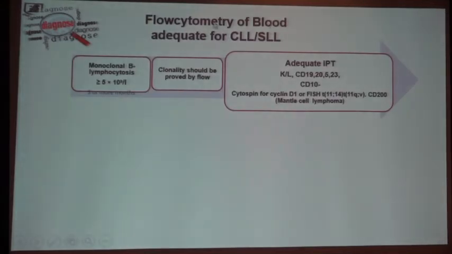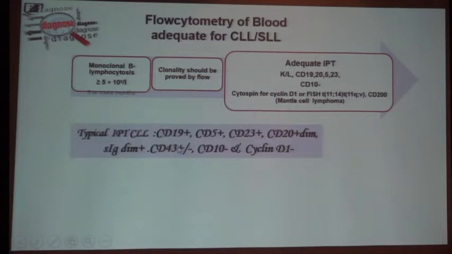Our tool, the flow, should show clonality and proper markers, which we just mentioned: CD19 positive, which is the pan-B marker, expressing aberrant CD5, which is a T marker, expressed on the same clone with CD23 expression, and the marker CD20, which is dim, as well as surface immunoglobulin, which is usually dim. CD33 plus or minus, CD10 negative. It should be done in the first panel. This is the NCCN guideline now. It wasn't like that before.